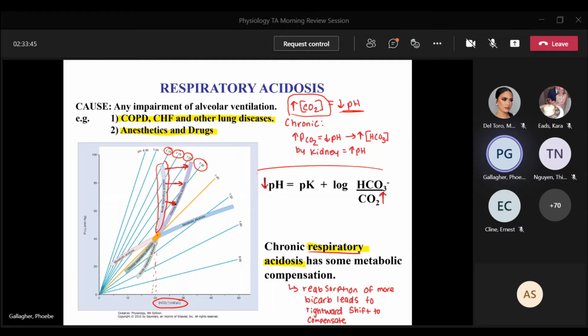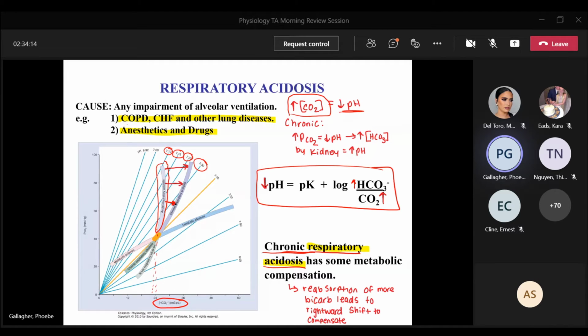So as you can see in the Henderson-Hasselbalch, you should be able to understand the relationships between these because he can ask you in terms of arrows, like what would increase and what would decrease. If you have an increase in CO2, obviously it's going to drop your pH, but when you take chronic respiratory acidosis into consideration, you will increase bicarb a little bit. So your pH decrease won't be as significant because of that. It won't bring it back to normal though.